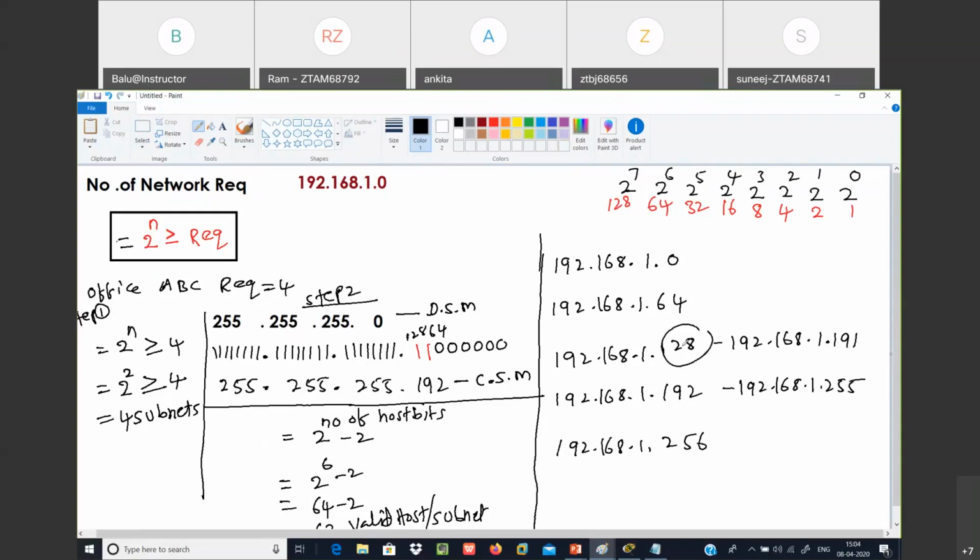Before this IP address, 192.168.1.191. Before this IP address, the previous IP address is 192.168.1.127. Before this IP address is what, guys? 192.168.1.63. So finally, 256 is invalid. Try to remove it.